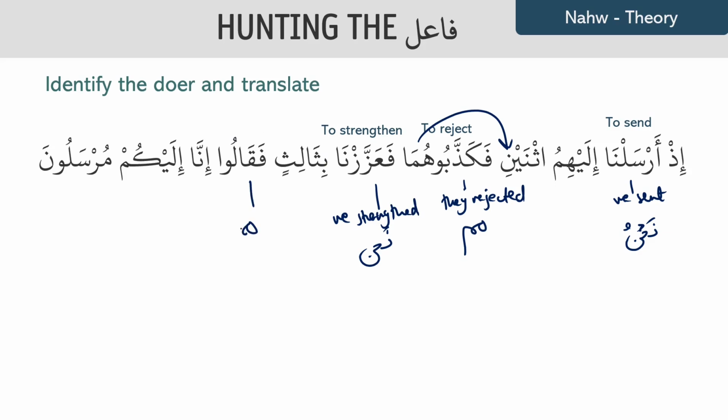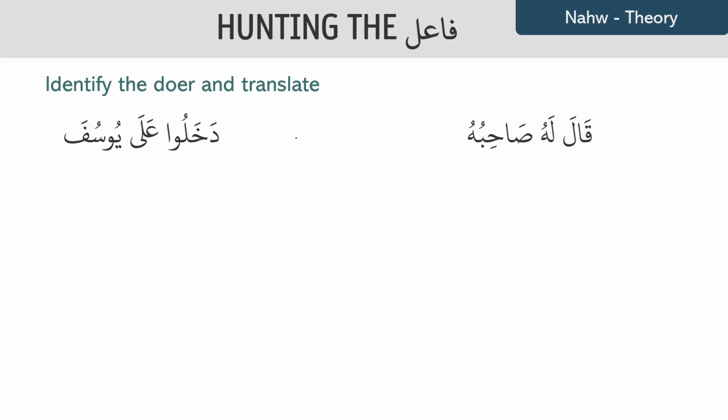فَقَالُوا, the dhamir inside is also hum, and that means they said. Inna, this is your huruf mushabbahatu bil fa'al plus your ism of inna, which is nahnu. We are to you, ilaykum mursalun, we are messengers. So the reason why I mention other things is just to do the recap of other things that we have learned. So let's go to the next set of sentences.